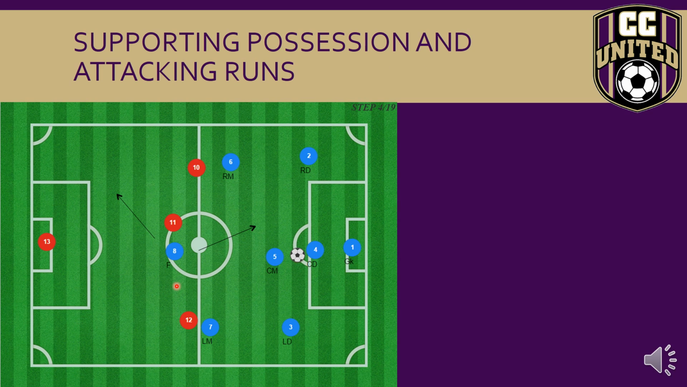As the ball's in here, the two options of our striker, once again with the starting point high up the field, level with 11, could be checking to receive a pass, or could be running in behind.